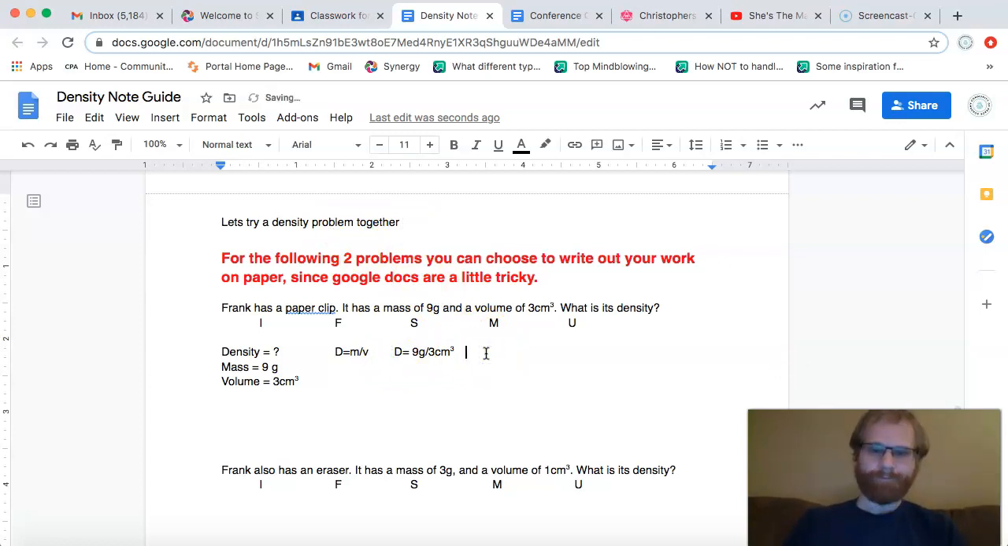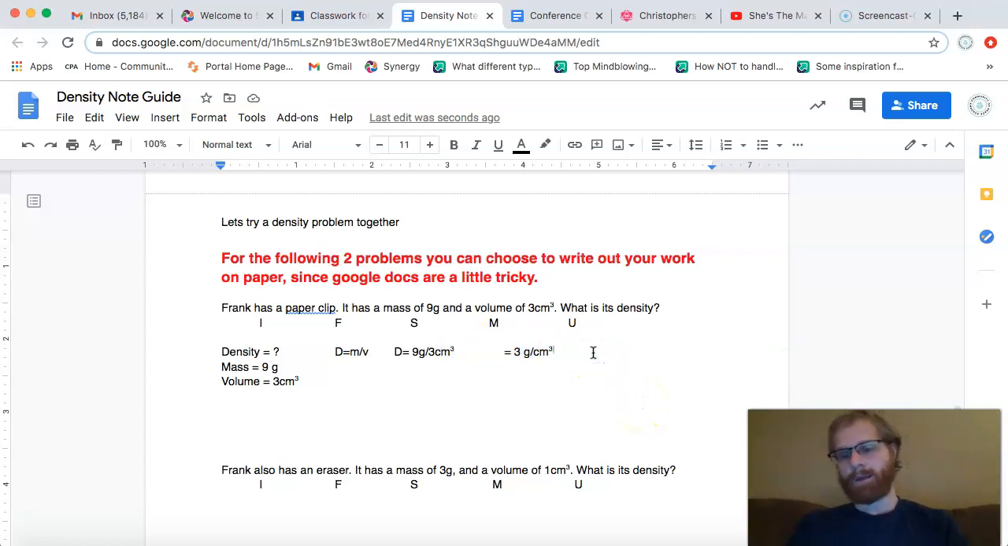Okay, so next step, we need to do our math. We need to plug those numbers into our calculator, and we need to write our answer with our units. So 9 divided by 3 when we plug it into a calculator equals 3. And our units, how do we write our units for this problem? Well, we just look at our work. It's just grams divided by cubic centimeters. Ta-da! That is our answer. 3 grams per cubic centimeter.